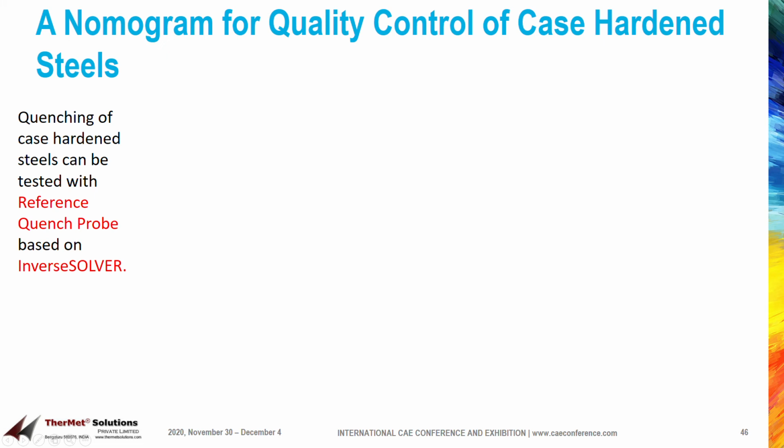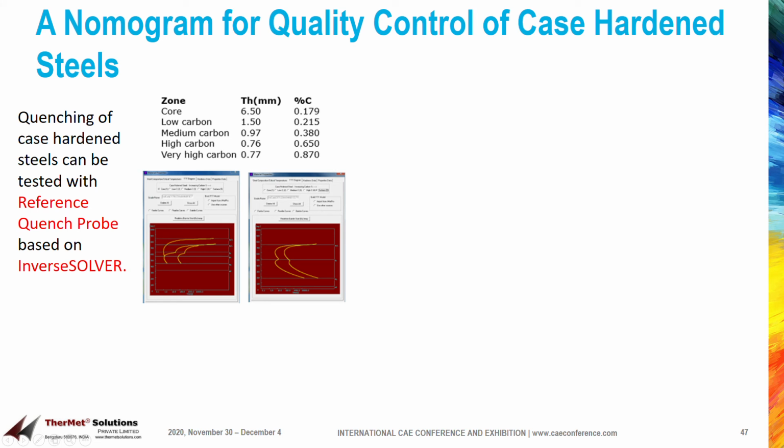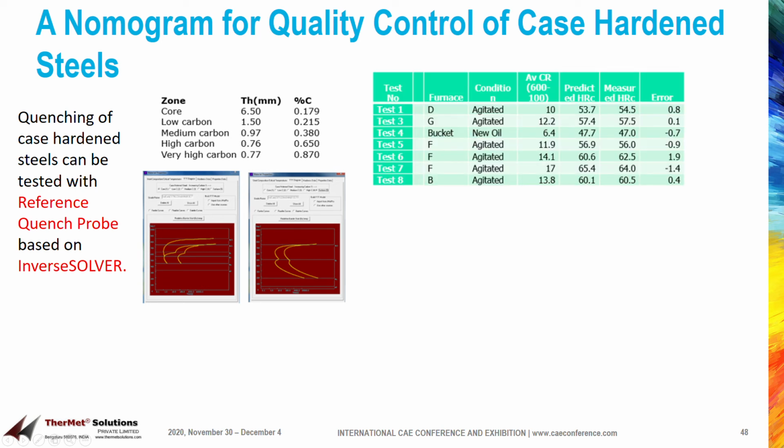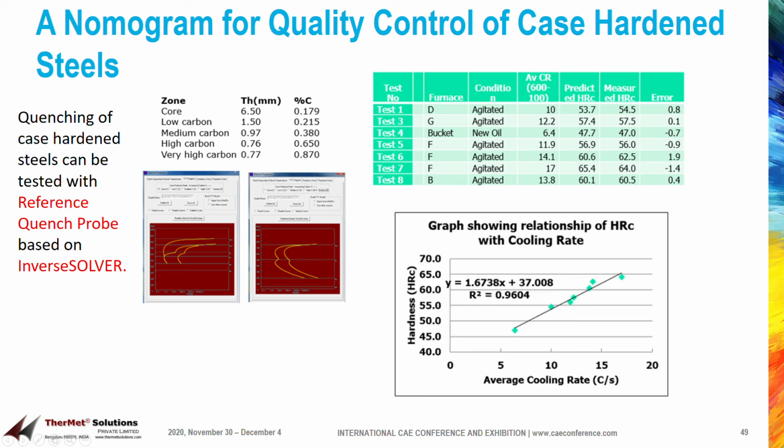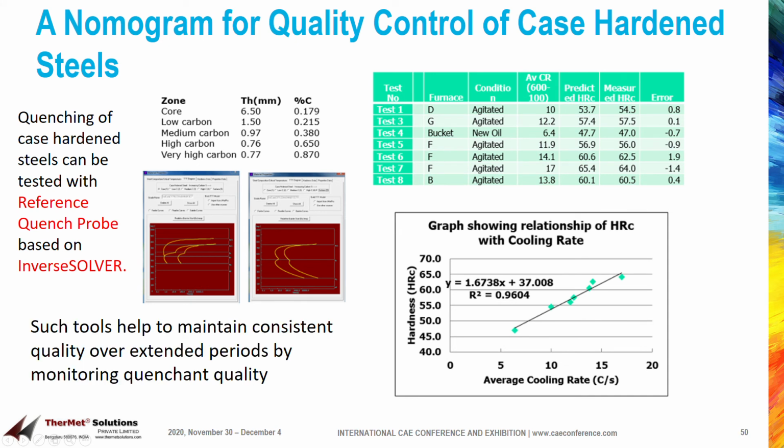The carbon-rich case is divided into 5 zones of varying carbon concentrations. Each zone is treated as a different steel with its own TTT diagram. Tests were conducted with reference quench probe covering different furnaces and quench tanks in an auto component manufacturing facility to develop nomograms relating average cooling rate and hardness. Such tools can be used for quality control by conducting periodic tests.